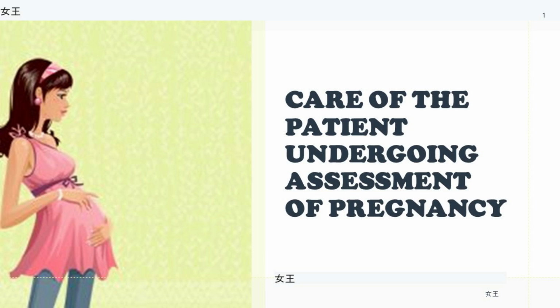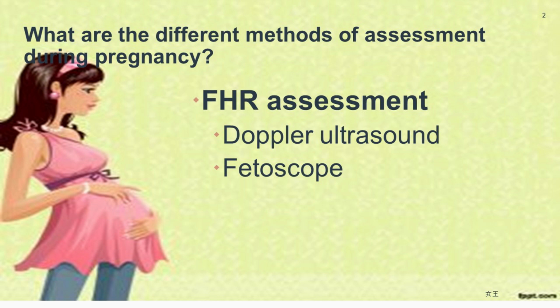Care of the patient undergoing assessment of pregnancy. What are the different methods of assessment during pregnancy? FHR assessment. Doppler ultrasound detects FHR by 10 to 12 weeks. Fetoscope detects FHR by 18 to 20 weeks. Expected rate, 120 to 160 bpm, regular rhythm.